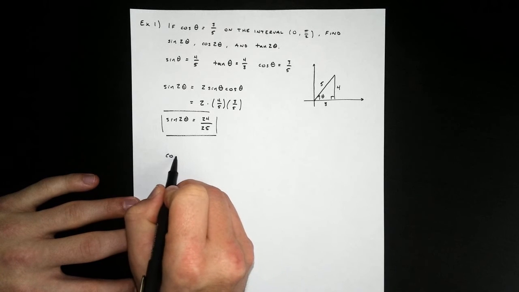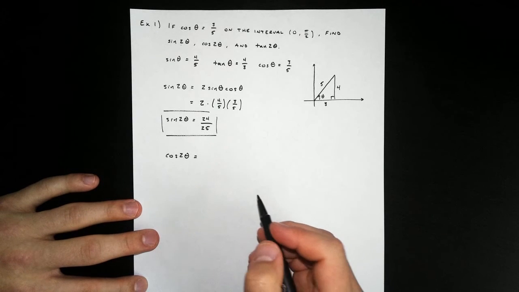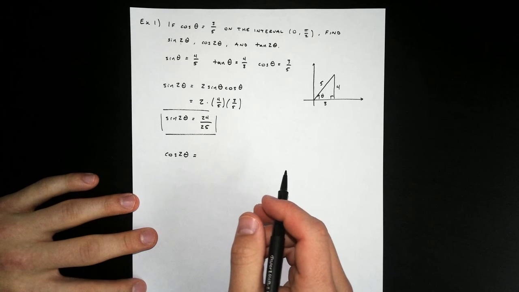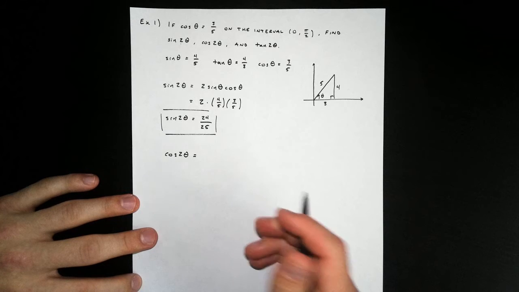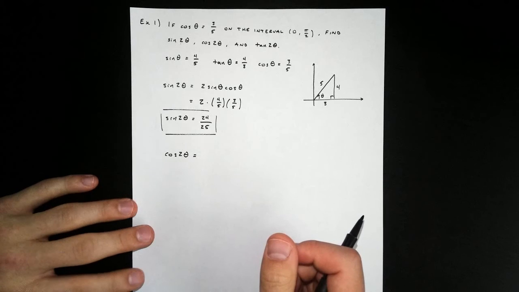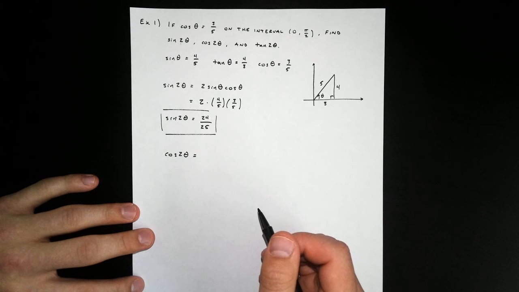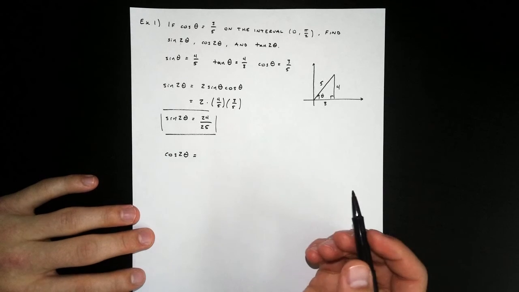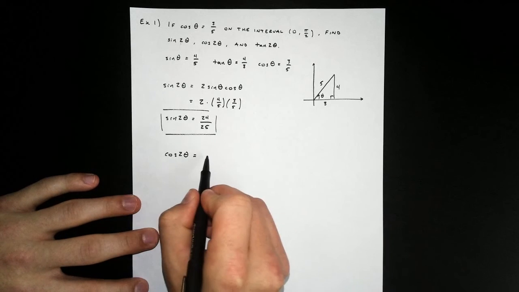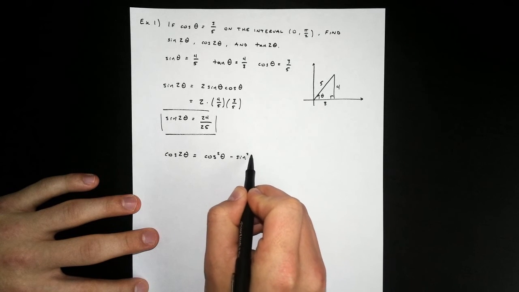Let's do the cosine of 2 theta next. Now with the cosine of 2 theta, we actually have lots of options. There are 3 different identities that are frequently used for the cosine of 2 theta. We can pick any of those that we would like. The reason that we have 3 is because of the Pythagorean identity, that relationship between sine squared and cosine squared. They're all going to give you the same answer, so whichever one you prefer, that's the one we can use. I'm just going to use cosine squared of theta minus sine squared of theta.